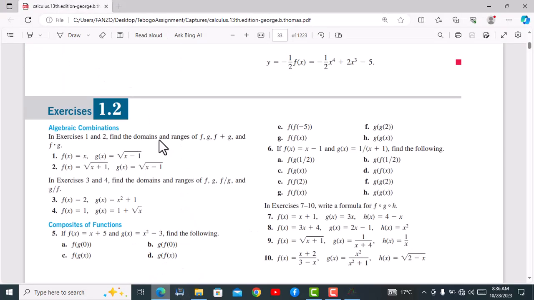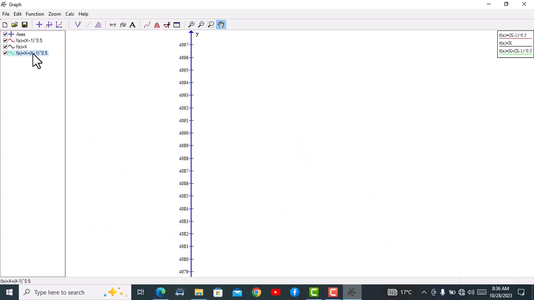I'm already tired. Right, and that was f plus g, the domain and its range. We have found that, and that is fine. And then we go to number 2, and then we try to find the domain of that.